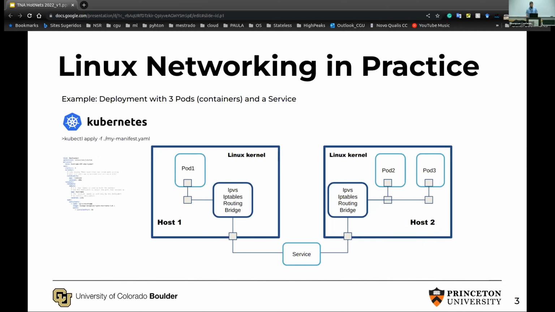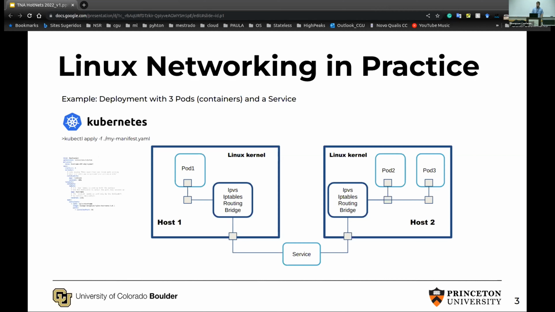For example, a common way to deploy scalable services on the cloud today is to use kernel-based technologies like Kubernetes and containers. So let's see how Linux networking is actually used in this context. Here in this slide, we can see a Kubernetes deployment composed of 3 pods. Those pods are basically a set of containers. Also in this deployment, we have one service. The service is used to expose the functionality provided by the containers to the outside world.